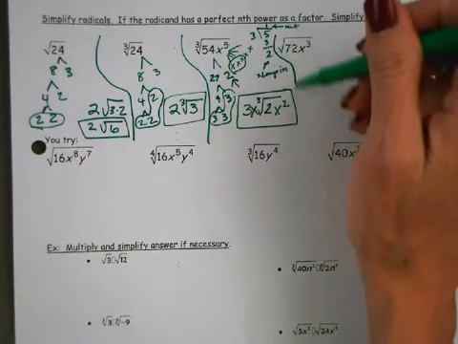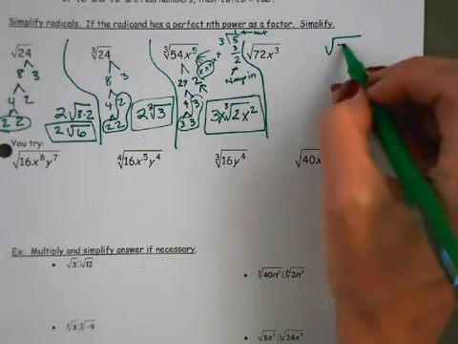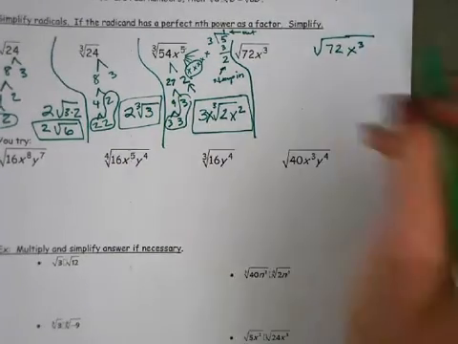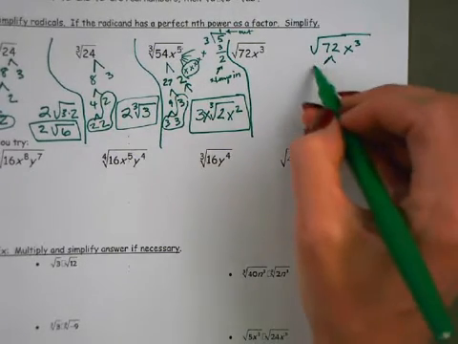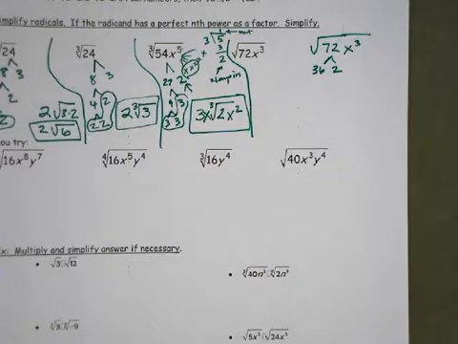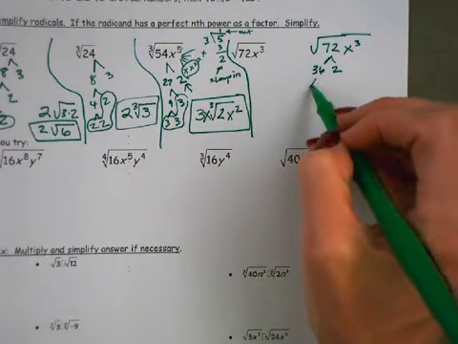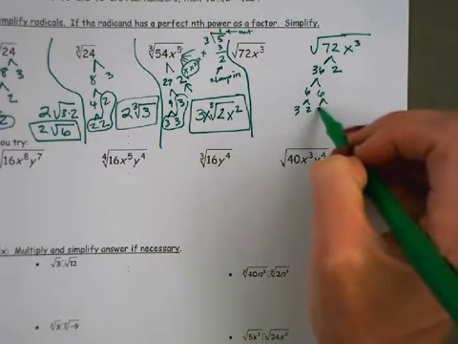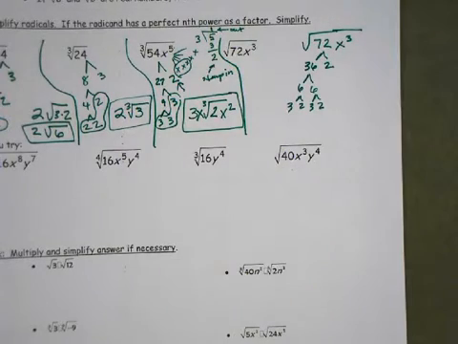All right, one more, and then you guys are going to try a couple on your own. I'm going to actually write over here just because I feel like I'm running out of space. All right, so I have 72x cubed. I'm going to break 72 down into, let's do 36 and 2. At this point, I can go 6 and 6, and I can go 3 and 2, and I can go 3 and 2. I can stop actually at 36. I'm just going to walk through it, and I'll tell you guys some shortcuts.